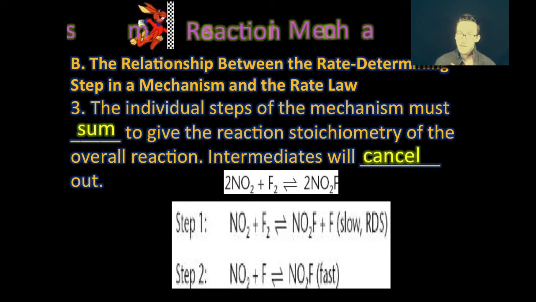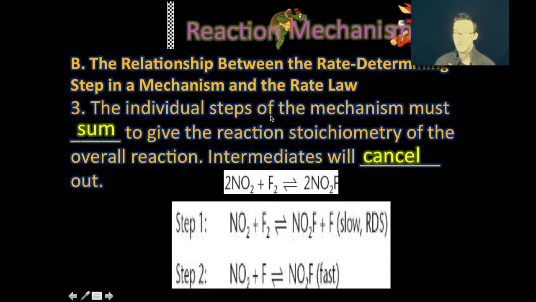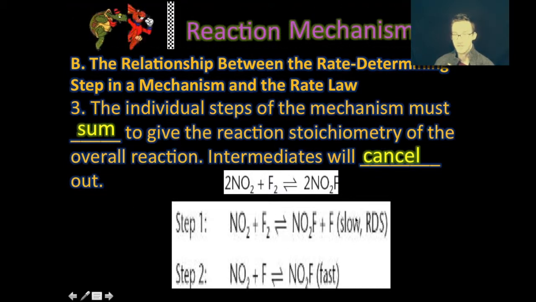As you're working with reaction mechanisms, it's important to note that the individual steps of the mechanism must sum together to give the reaction stoichiometry of the overall reaction. Your intermediates will cancel out. So as you look at the example in your notes, notice if we sum these two equations together, because F is a product in step 1 and a reactant in step 2, it's an intermediate, so it will cancel out, and they sum together to give us the overall reaction with the correct stoichiometry. Notice we would have 2 NO2s on the reactant side, 1 F2 on the reactant side, and then 2 NO2Fs as the product. So it's important to recognize that that is true of your reaction mechanisms.